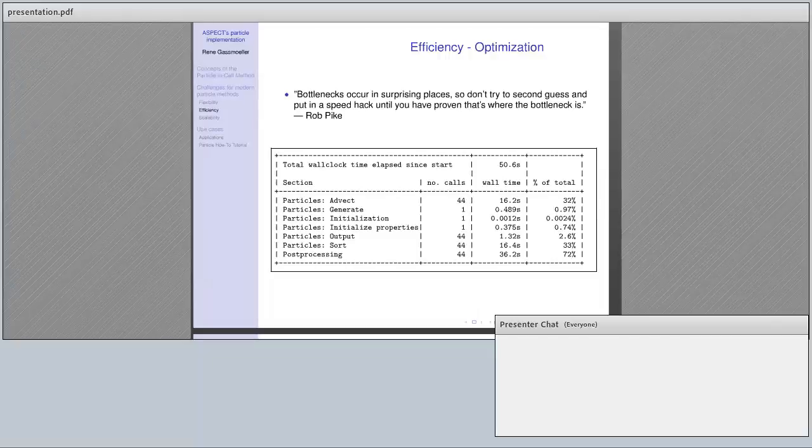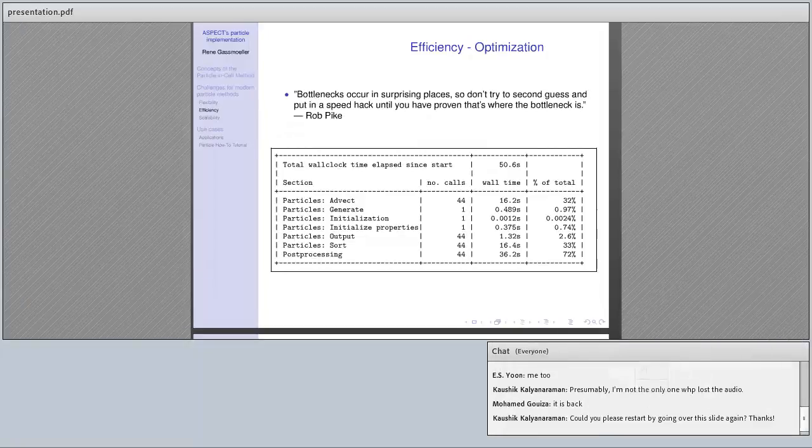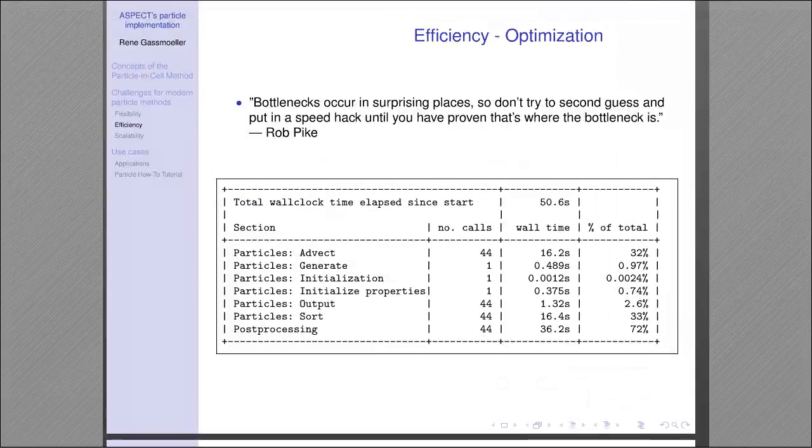And of these 36 seconds, we see that 16 seconds are spent in the advection part, the first line, and 16 seconds are spent in the sort part of the algorithm. So this immediately shows us a lot of code, like the generation, the initialization, the initialized properties and output, that we can forget about when we want to optimize this code. We need to focus our efforts on the advection and on the sorting algorithm. Now, how to do that? The advection code is still a lot of code, and we don't know where this time is spent.